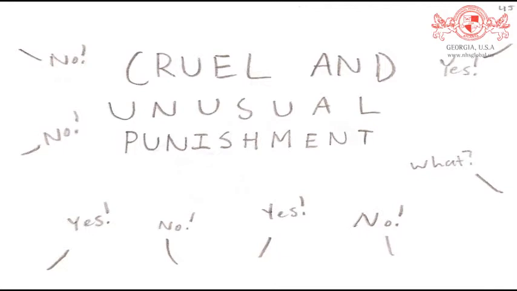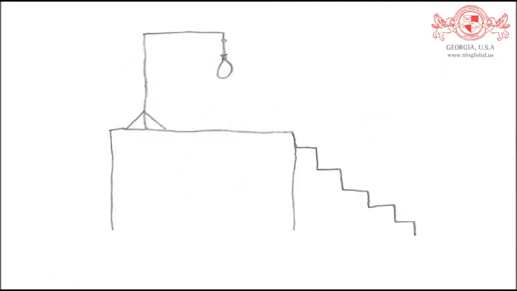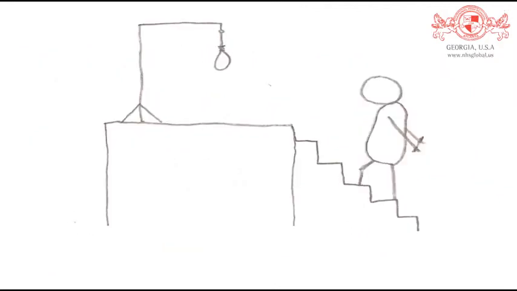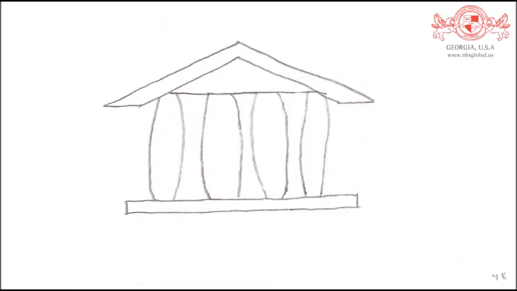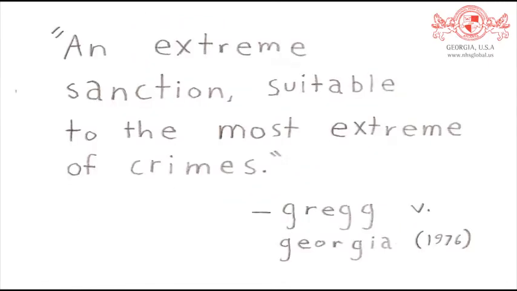The largest argument here is, of course, the death penalty, since death is the harshest punishment that can be given to a person. This issue has come up again and again in the courts, and the Supreme Court currently states that capital punishment is an extreme sanction suitable to the most extreme of crimes.